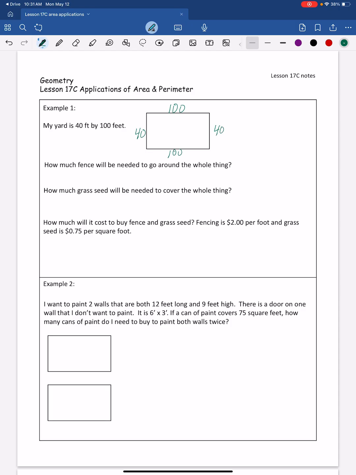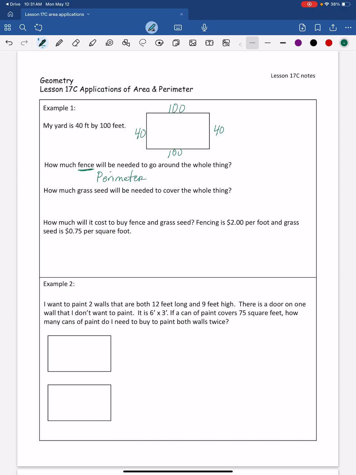Okay, so I know this yard is rectangular, it's 40 by 100. Then you need to know how to figure out what problems you're going to find the area for and what problems you're going to find the perimeter for. A lot of applications deal with fence. So when it says right here, how much fence are you going to need? That is an indicator of perimeter.